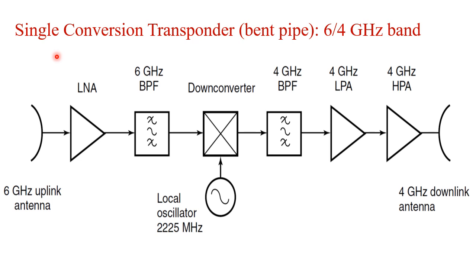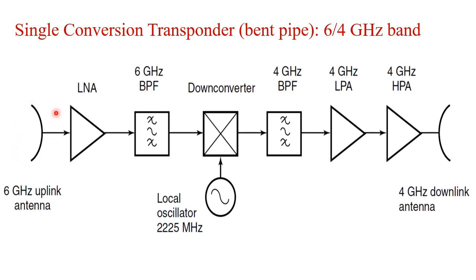We are going to discuss the single conversion transponder, or bent-pipe type of transponder, that is used in the C band, or 6 by 4 gigahertz band. So this is the basic block diagram of the transponder. Let us try to understand the functionalities of this particular transponder.